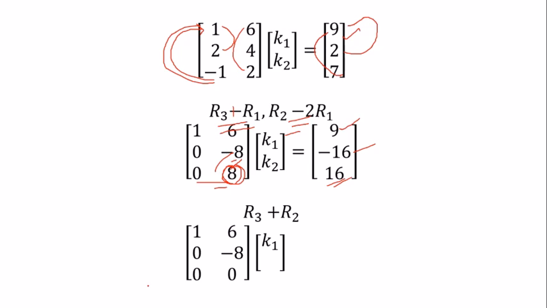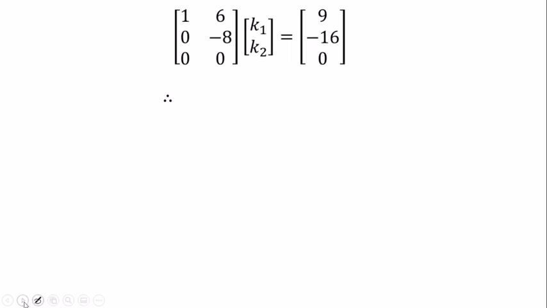K1, K2 are the unknowns as they are. The same transformation we can apply on the right hand side. So 9, minus 16, 0, because 16 minus 16 is 0, so we get the last element as 0. So now we obtain the echelon form of the given system.